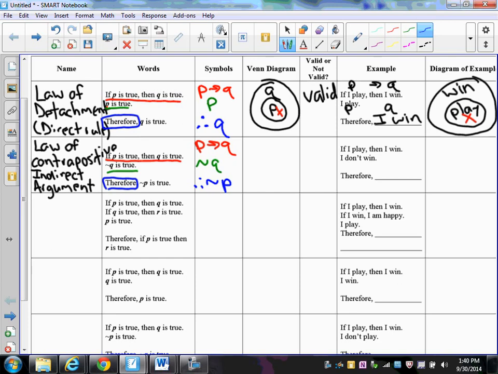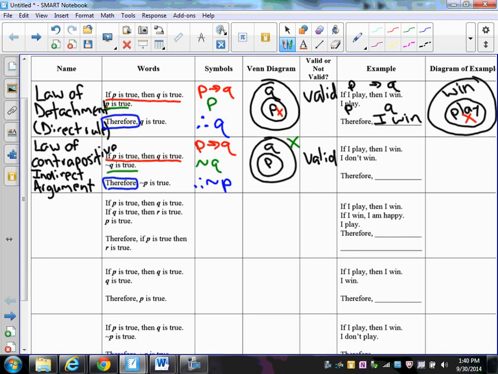So if I want to draw this, again I have P on the inside, Q on the outside, so the conclusion is always outside of the hypothesis P. So I have not Q is true. Not Q is true means I'm outside of Q. I'm outside of the big circle. So this is always going to be valid. In our 2-2 notes, we said that whenever we have a true conditional, we'll have a true contrapositive.